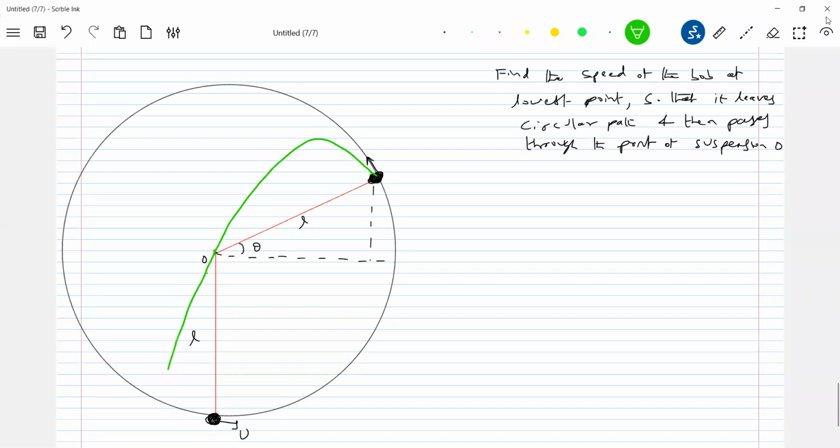What is that green color? Path of the bob. The bob will be in that position. So it should pass through the point of suspension. Can it happen? Yes, it can happen. If you want, you can try this on your own. So this is the V. This is theta. This should be the theta.